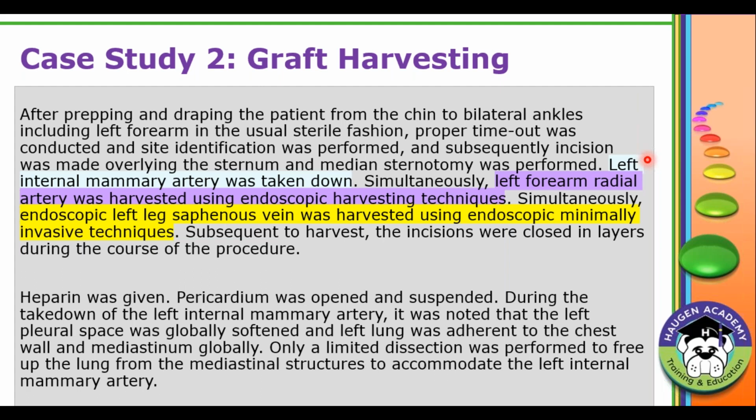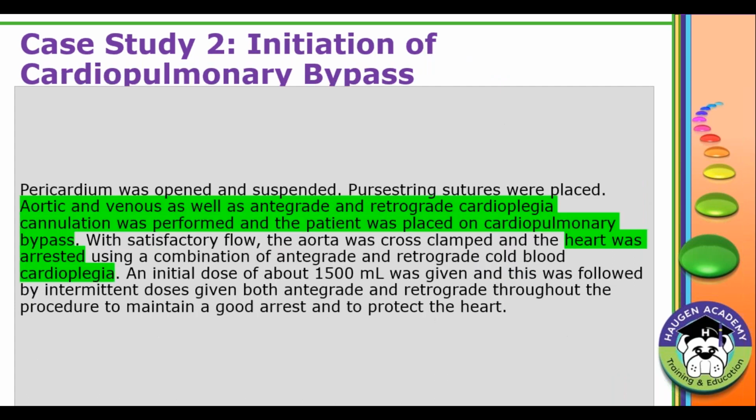And that's just his way of saying that, you know, we're disconnecting that distal end and getting ready for that bypass. At the same time, he went to the left forearm and took the radial artery endoscopically. And then from the left leg, he took the saphenous vein endoscopically. And we now have all of our graft material available.